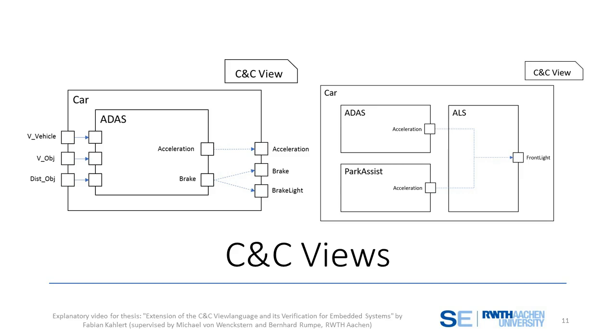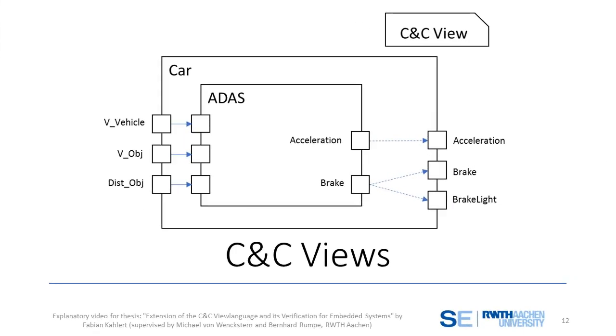These are 2 examples for CNC views. The first one describes that the Adaptive Driver Assistance System receives the data of the ports vVehicle, vObject and distance object without modification from the component car, somehow over a chain of connectors in the model. This is expressed by the abstract connectors on the left side of the view.